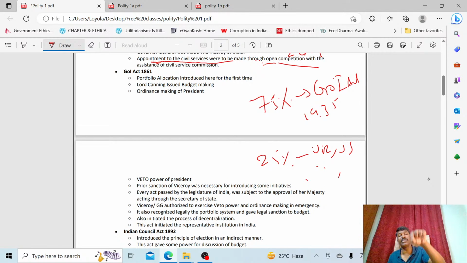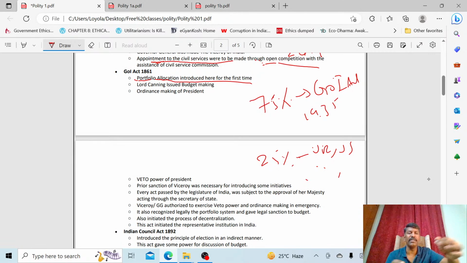The initiation happened at the time of the Government of India Act 1861. The best example I can say is the portfolio allocation. It is a prerogative power of the Prime Minister of India at present. Allocating portfolios to various ministers is an idea that first appeared in the 1850s and 1860s, with the approval of the Government of India Act 1861.